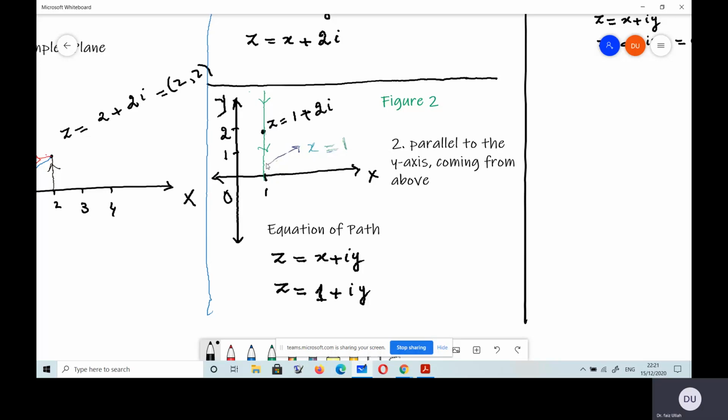So now we have to find the equation of this line. And we can see that on this line, x is fixed. x = 1. Throughout this line, x is equal to 1. But y is changing. y is coming from infinity towards this point. So just put x = 1 in z = x + iy, and we will get the equation of this line, which is z = 1 + iy. Now let us see the solution.